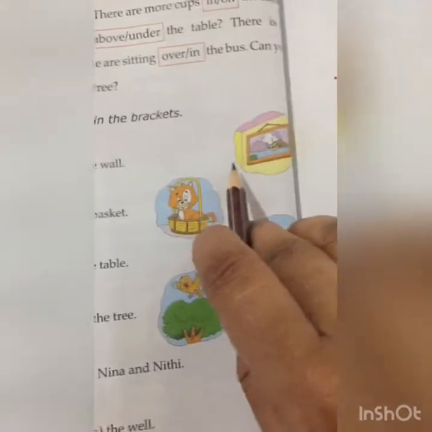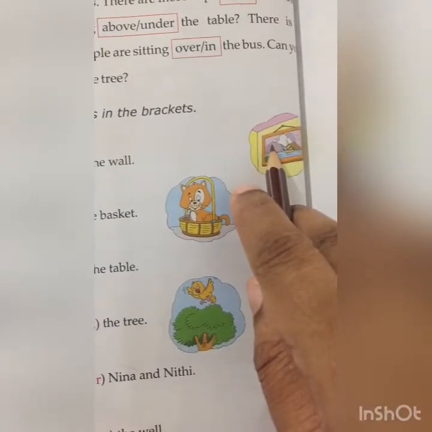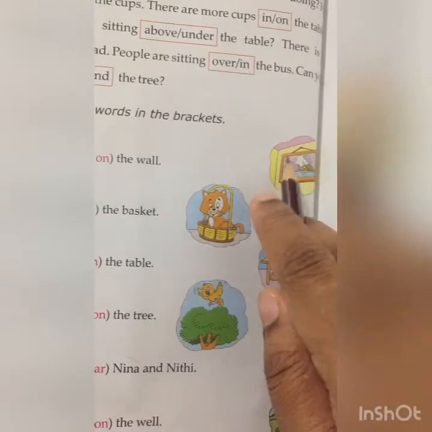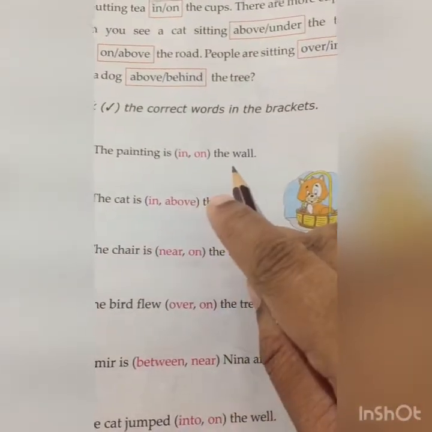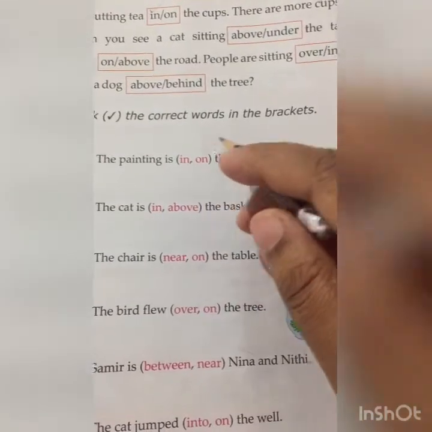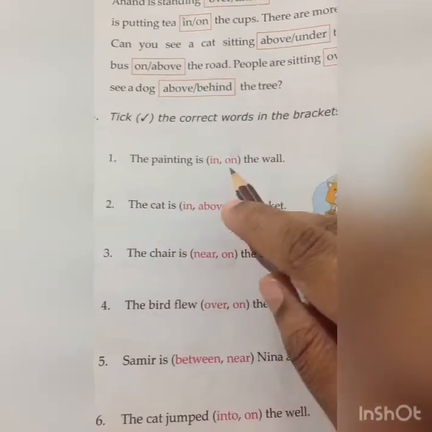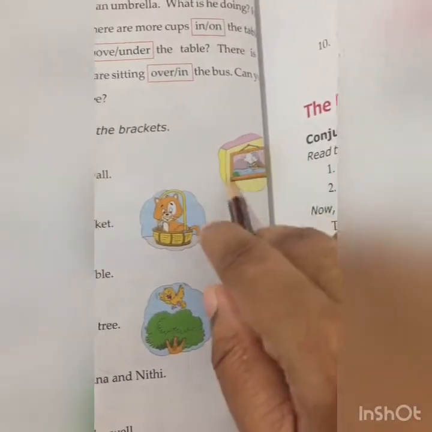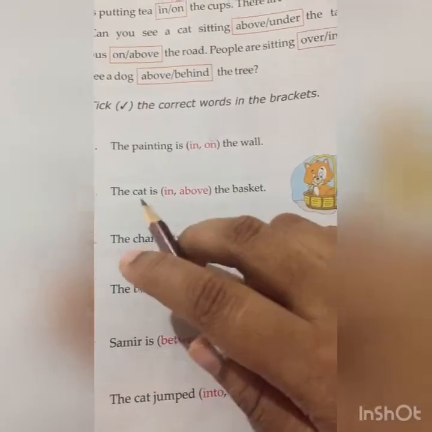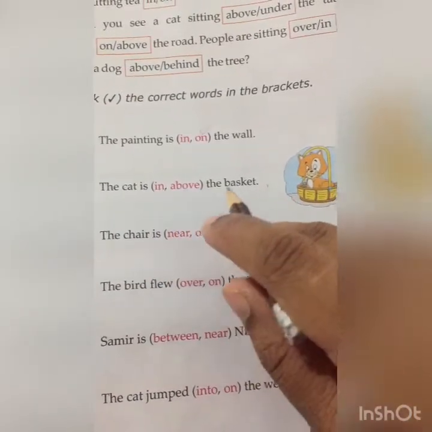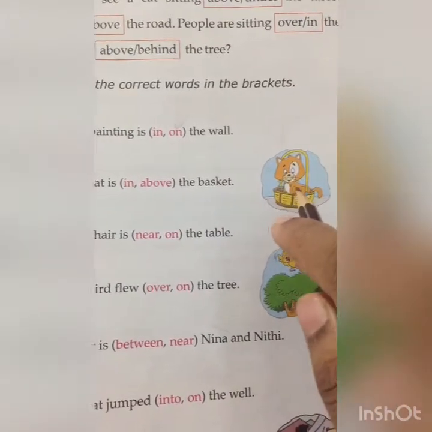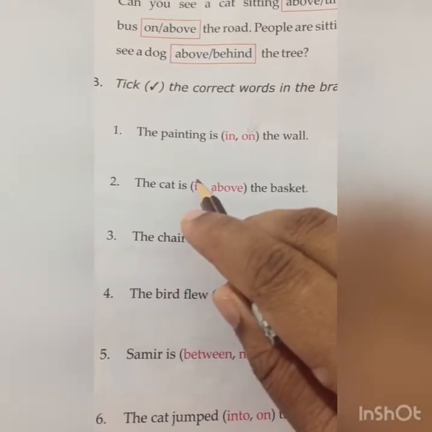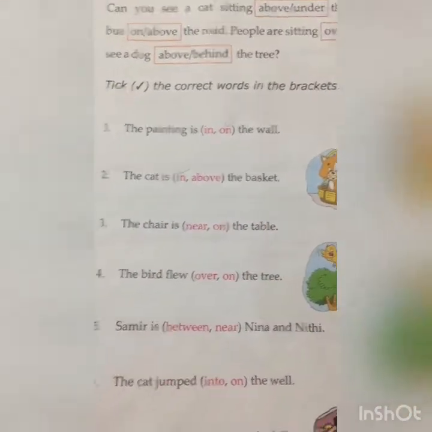Where is the painting? Is it in the wall? Which do we use, in or on? The painting is, which word do we use? We use on. The painting is on the wall. We see the painting is on the wall, right? Okay, see the next one. The cat is in or above the basket. Where is the cat? The cat is inside the basket, right? So the cat is in the basket.